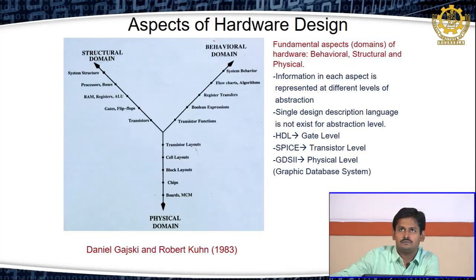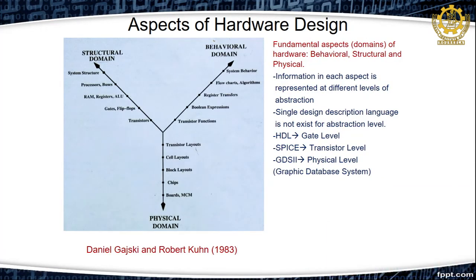Okay. Then next, we have started before the VLSI design flow. I have told you about the aspects of hardware design. So there are three fundamental aspects, or you can say three fundamental domains of hardware design, that we discussed in the last class. These are called behavioral, structural, and physical level. Okay. So we have discussed this.